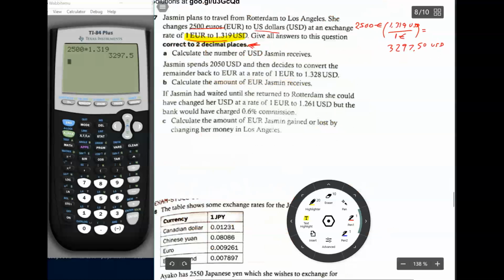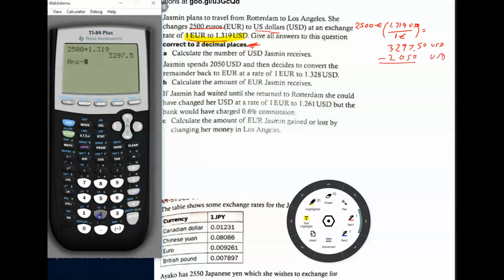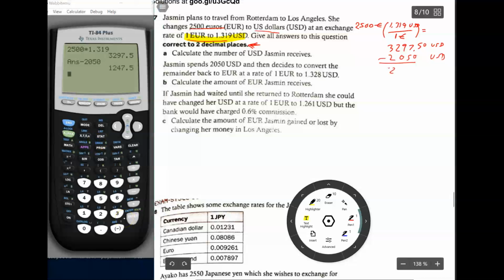Then it says that Jasmine spends 2,050 US dollars and decides to convert the remainder back to euros. So we're going to take the amount she had, 3297.50, and subtract 2,050 US dollars, to get how much is left over, and we end up with 1247.50 US dollars.